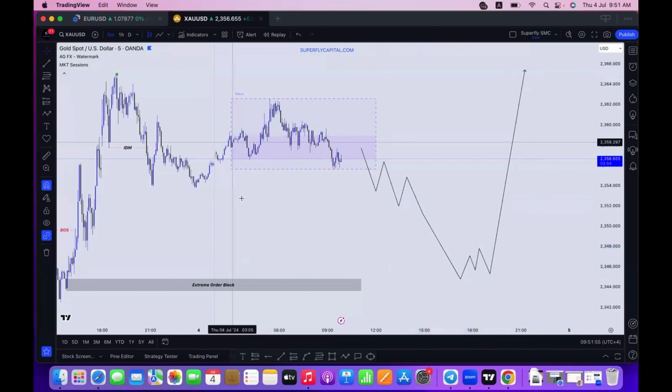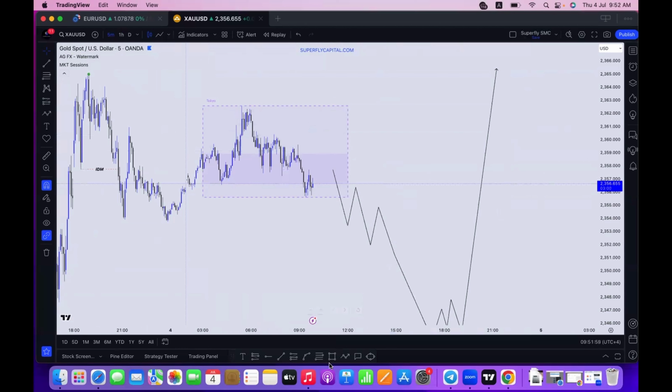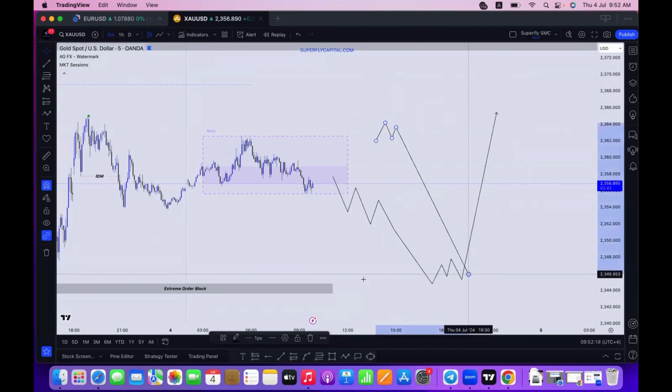That is one possibility. Another possibility is price will just range inside this Asian session, and this is already mitigated here, and then maybe do a liquidity sweep on the London session open and give us a reversal pattern, still targeting this extreme order block. So these are the two scenarios we have on gold for today.